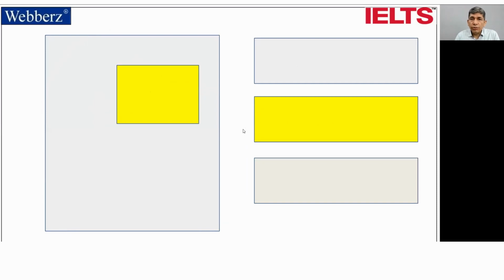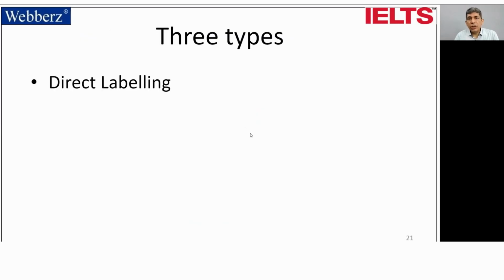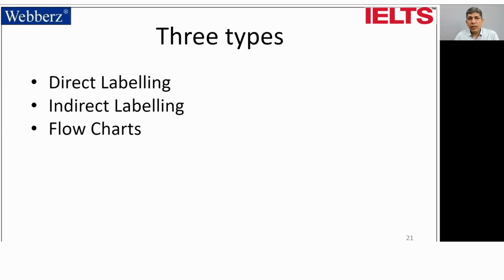So I'll just teach you how to do it. I will do three types of questions. One is called direct labeling. Second is called indirect labeling. And third is called flowcharts. All three are very important. They definitely come, and you get 100% marks if you understand how to do them.